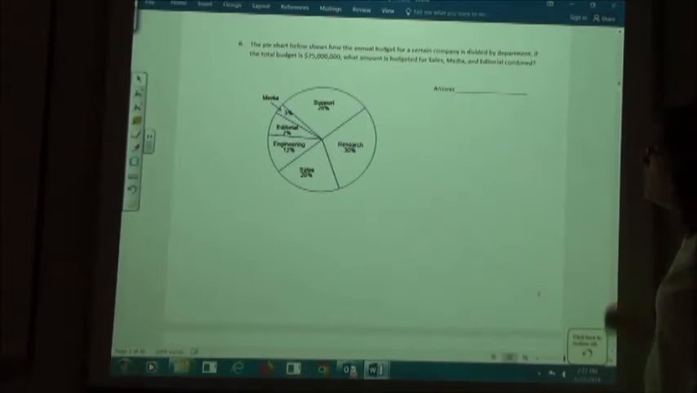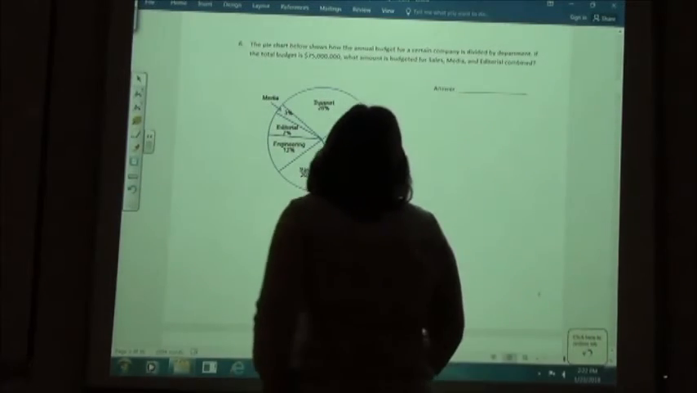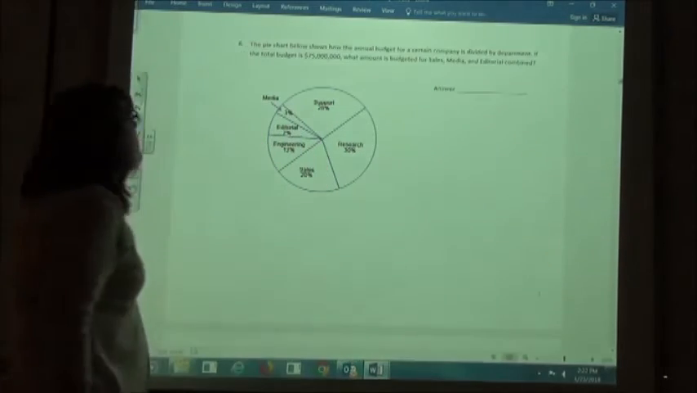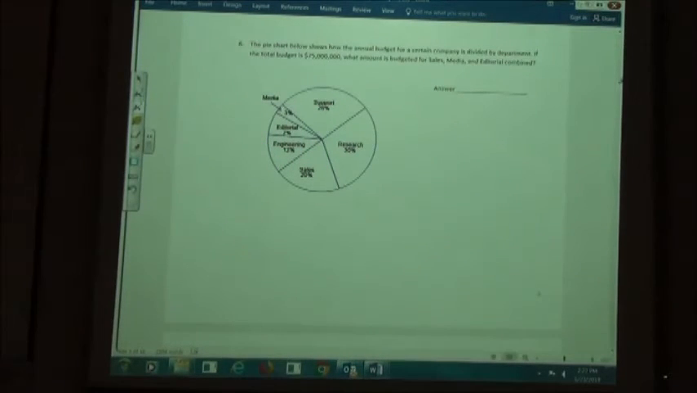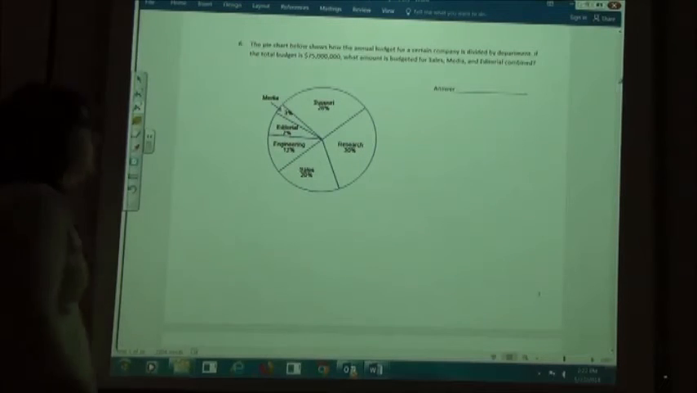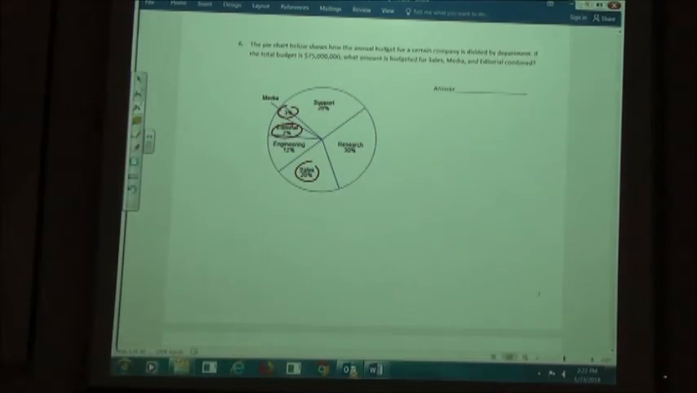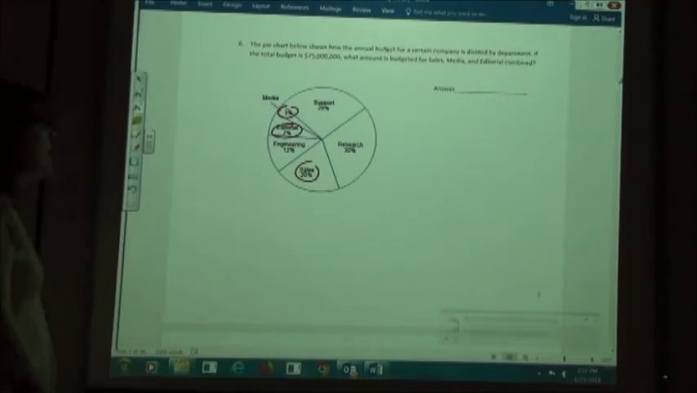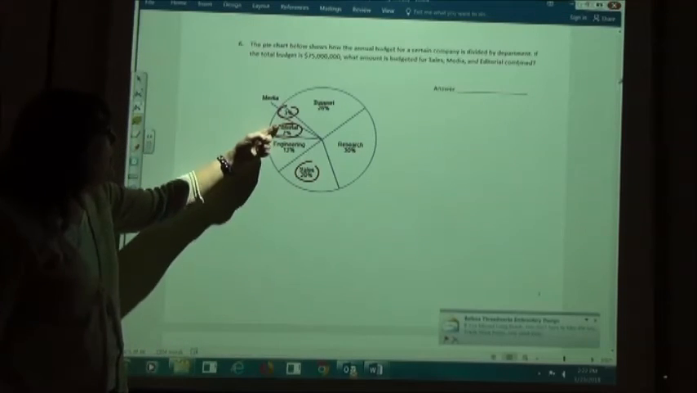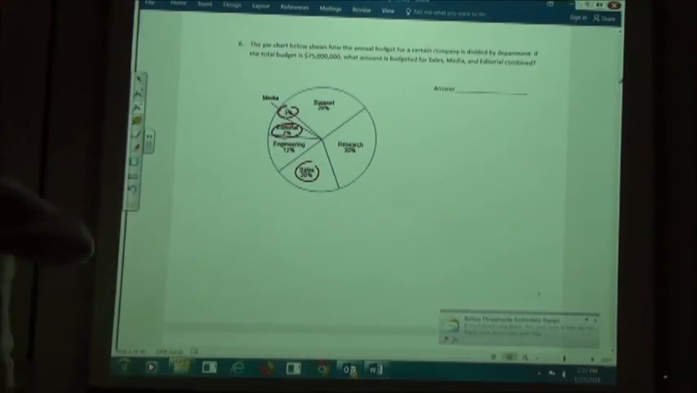So number 6, the pie chart below shows how the annual budget for a certain company is divided by department. If the total budget is $75 million, what amount is budgeted for sales, media, and editorial? So what would I do in order to figure that out? We're going to add up our sales, our media, and our editorial. 20 plus 7 plus 3 gives us 30%.